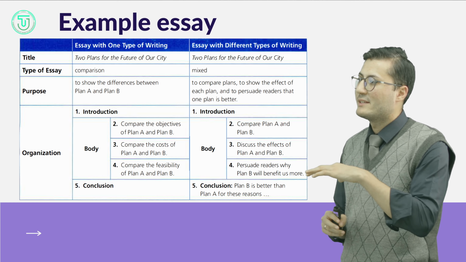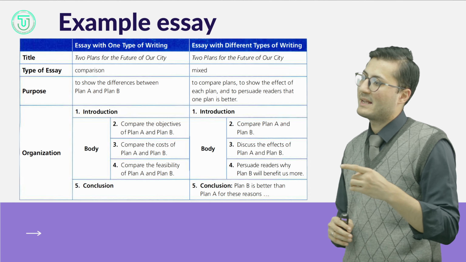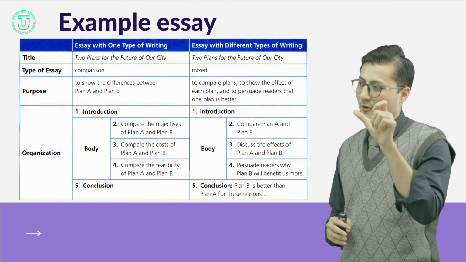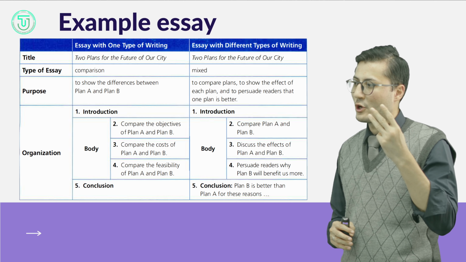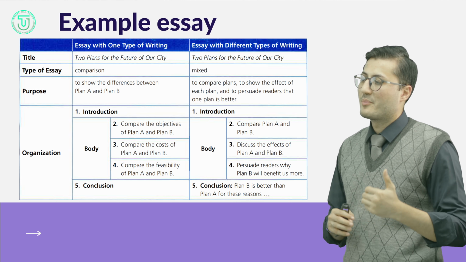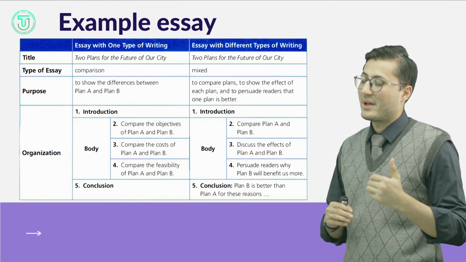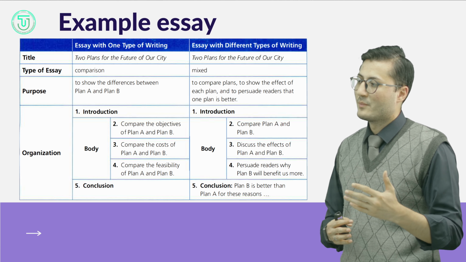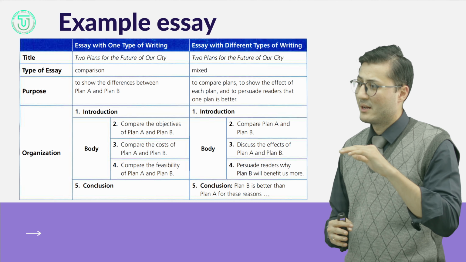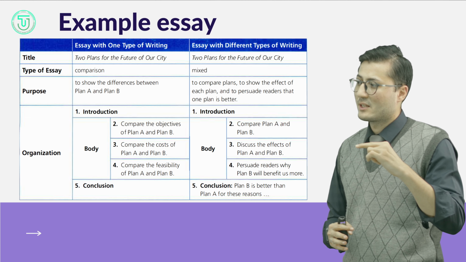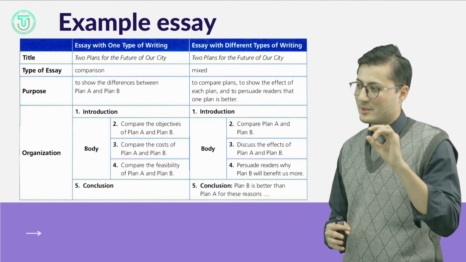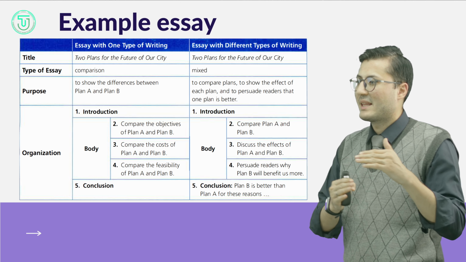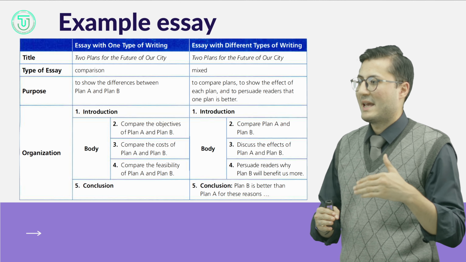Purpose: to show the differences between plan A and plan B. As you can see in the organization, it consists of an introduction, and the second, third, and fourth paragraphs are body paragraphs. So here you can see a five-paragraph essay, right? So the second one, compare. First is introduction. The second paragraph is a body paragraph, and it compares the objectives of plan A and plan B. So objective, which means aims, right?